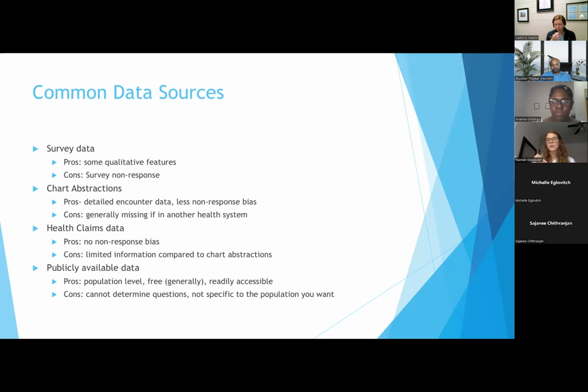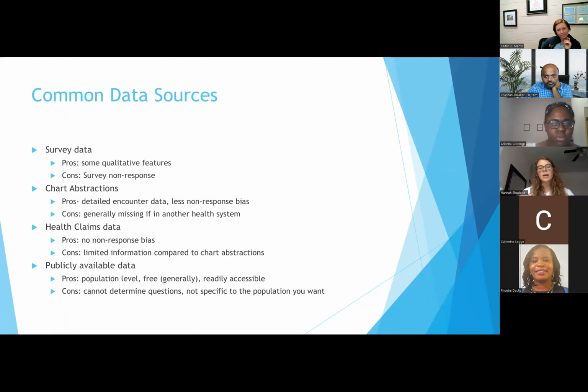So for example, this is often a problem with psychiatric care. If someone sees a therapist in a private practice, that's not going to be in their VCU chart. So you need to be aware of what data will be missing. And if you're focused on therapy, then maybe chart abstraction isn't the best choice for you. Maybe survey data is.